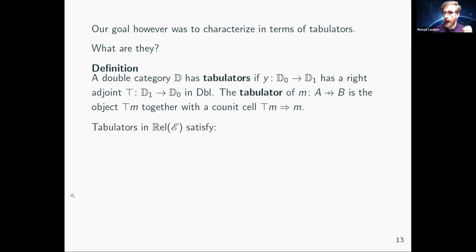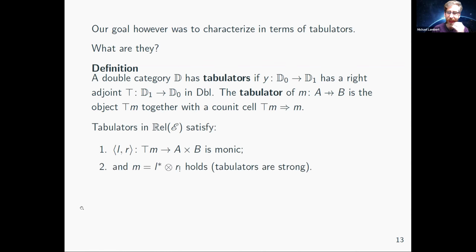So tabulators in REL are really nice. I mean, in fact, it's basically just the relation itself. So the legs of the tabulator, they're jointly monic. And then they also have this strength condition, that the pro arrow extension, the co-kernel, is the original pro arrow that you're tabulating.